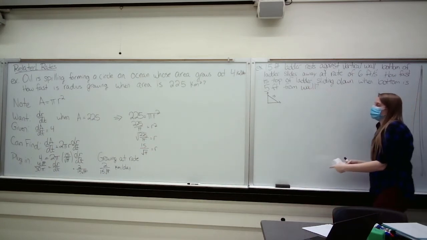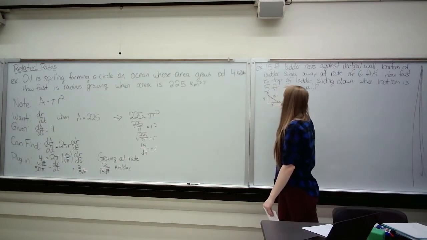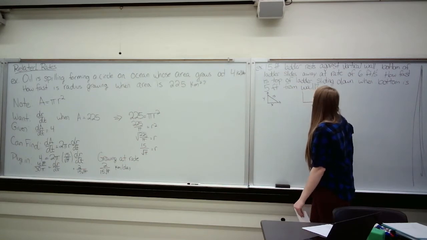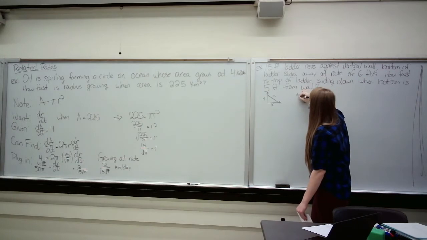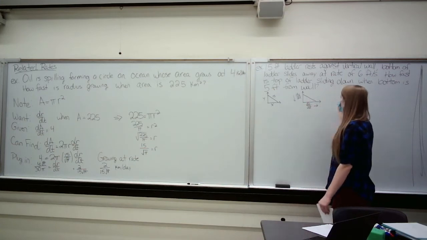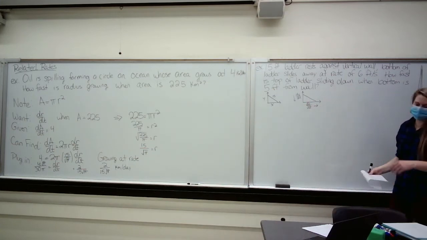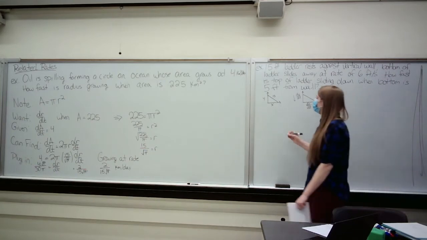So we have our x side and our y side. This is my wall, this is my ground. So I've been looking at my dy over dt, that's the rate that I'm sliding down, and my dx over dt is my rate that I'm sliding away. Okay. So, let's see what we got here.